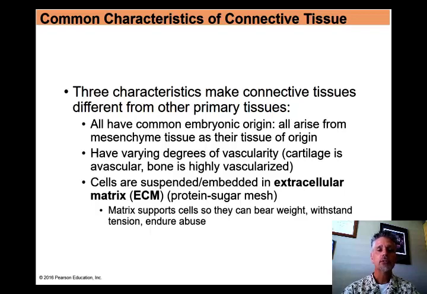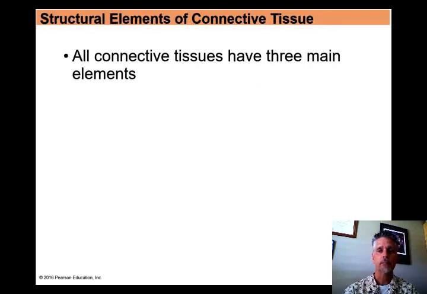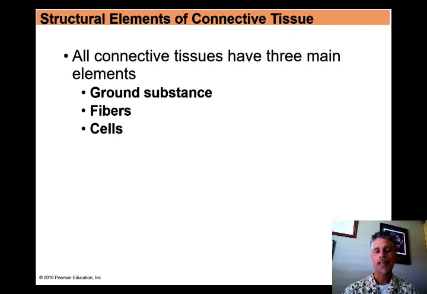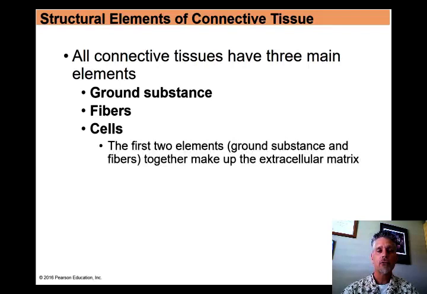So matrix is going to support those cells in various types of ways. For connective tissues, especially the harder ones, the more stable ones, it's going to be more gelatinous, it's going to be harder, but it's going to support the cells physically. Okay. So when we look at connective tissues as well, they have 3 main elements to them. They have what's called ground substance, fibers, and then the cells themselves. And so when we look at those, the first 2 are what make up the extracellular matrix.